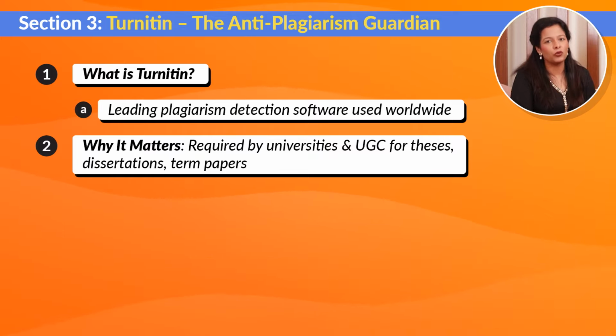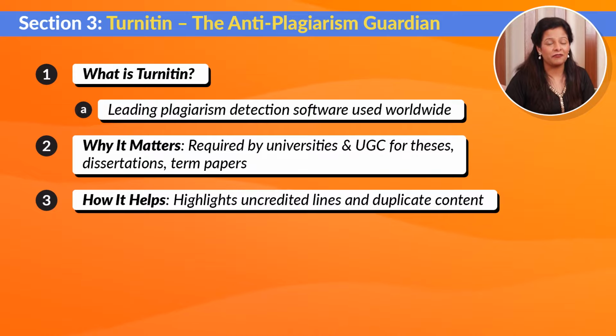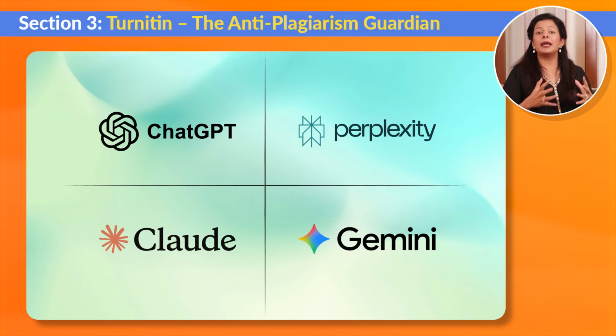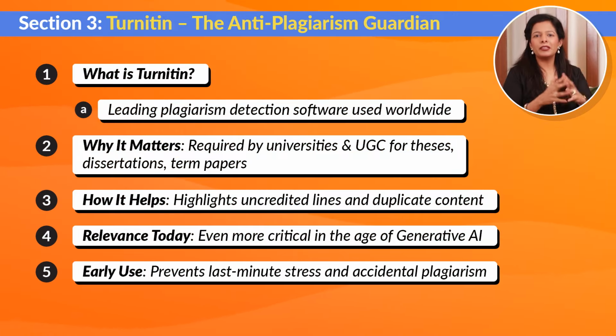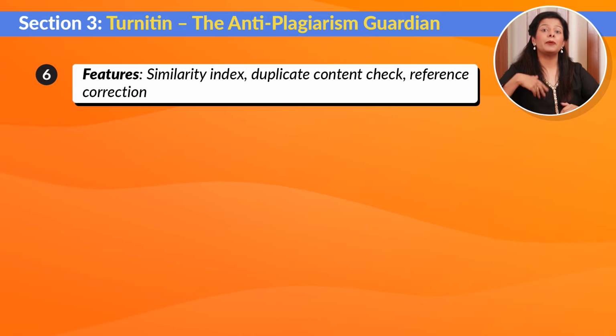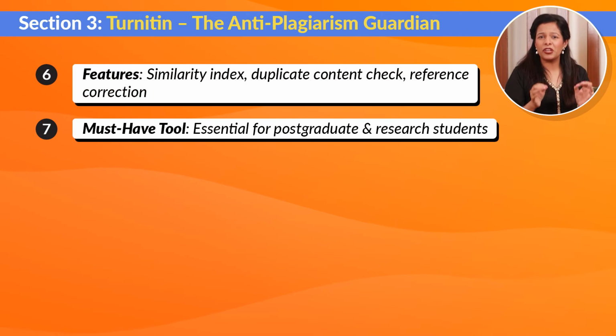Let us say you quote thinkers like Derrida or Edward Said and accidentally forget to cite them. Turnitin will highlight that line and flag it. In the age of generative AI, this tool has become even more important. Using Turnitin early in your writing process will save you from last-minute stress and ensure your work is free from unintentional plagiarism. It shows a similarity index, highlights duplicate content, and helps you correct your references. This tool is non-negotiable for all postgraduate and research students.